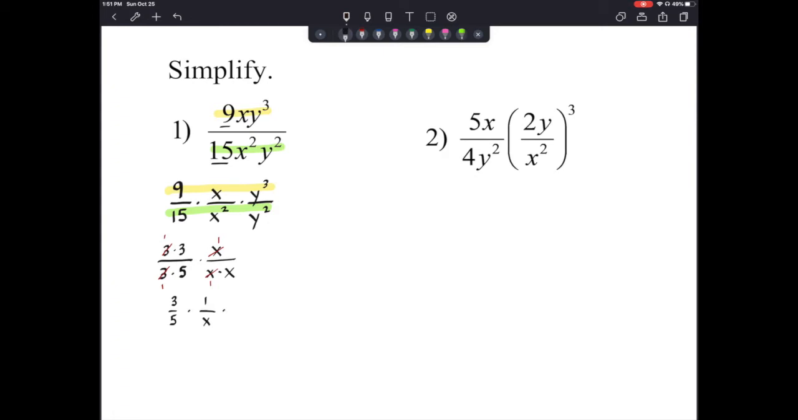And then if we look at this one on the end with our y to the third over y squared, well, y to the third is the same thing as y squared times y over a y squared, in which case the y squareds can cancel, and it's going to leave us with just a y in the numerator, and we'll put it over 1 in our denominator, and then we can just multiply it back together. 3 times 1 times y is 3y, and our denominator, 5 times x times 1 is 5x, and that is our simplified answer.